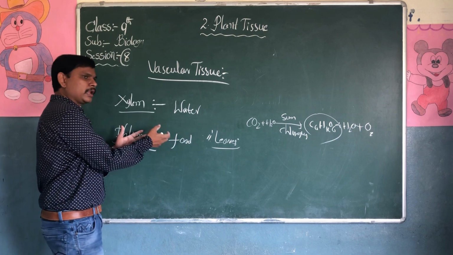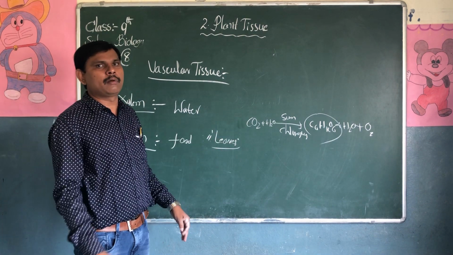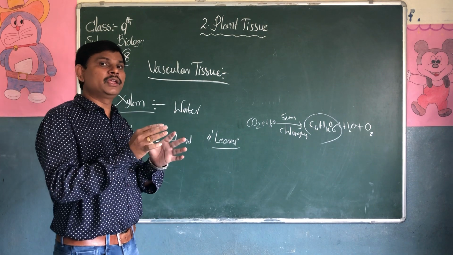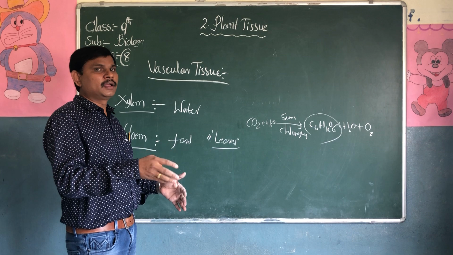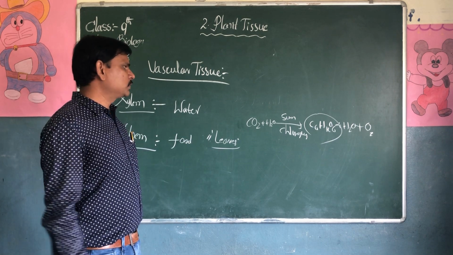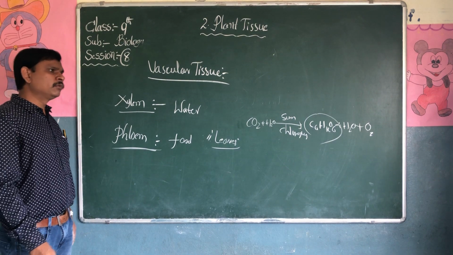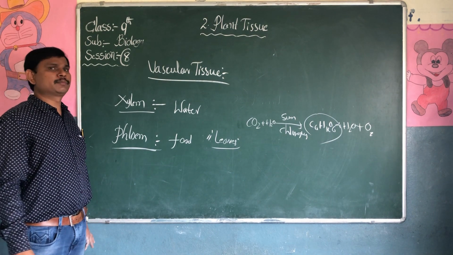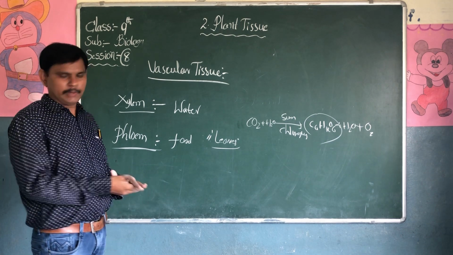And this food material has to be transported to the various parts of the plant body. From the leaf, it is transported to the stem, branches, including roots. So this is the phloem's part. Phloem is responsible for the transportation of food materials to the plant body.